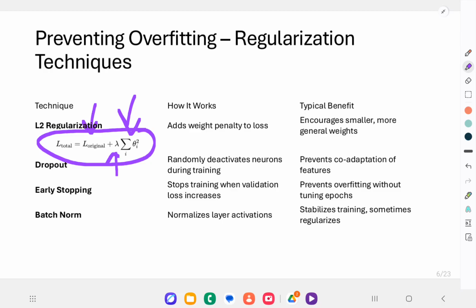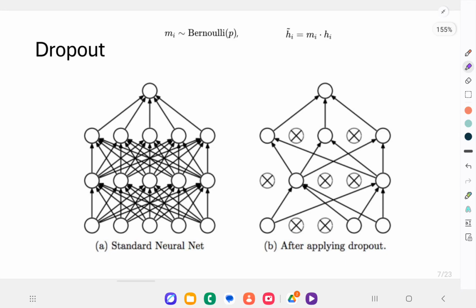so the other method of regularization is dropout. Dropout is one of the most effective and widely used regularization techniques in deep learning. Okay, it's very simple. During training, we randomly deactivate a percentage of neurons in each layer. So if the dropout rate is 50%, this is the mask we apply. We multiply each activation with the mask.